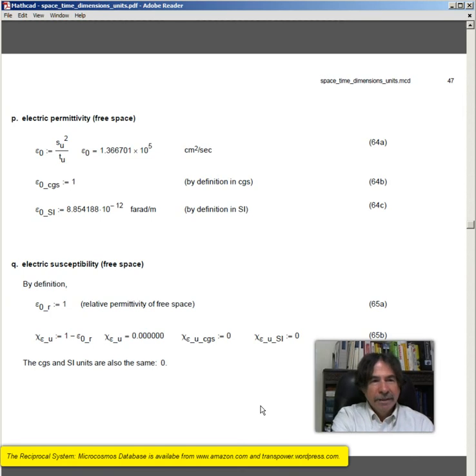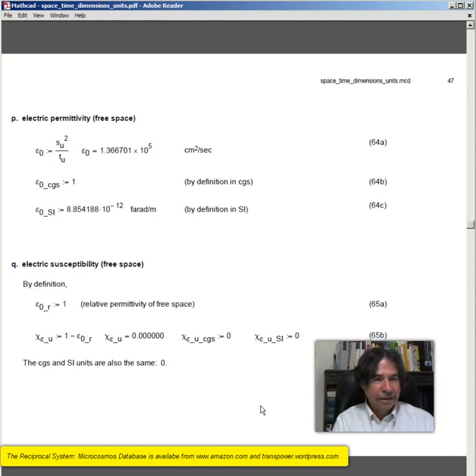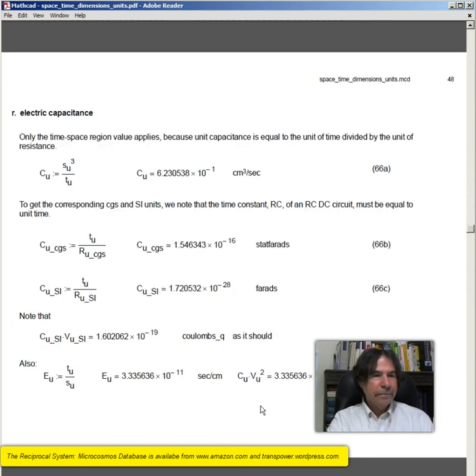Okay, electric permittivity of free space, that's simply S sub u squared divided by T sub u. By definition, in CGS, it's 1. And by definition, in SI it's 8.85418 times 10 to the minus 12 farad per meter. Electric susceptibility: by definition, the relative permittivity of free space is 1. So the electric susceptibility is 1 minus epsilon naught r. So the natural value of susceptibility would, of course, be 0, as you would expect. The CGS and SI units are the same, which is 0.